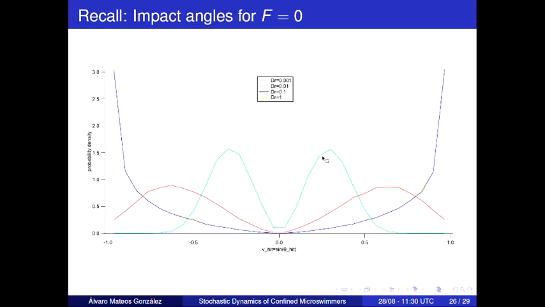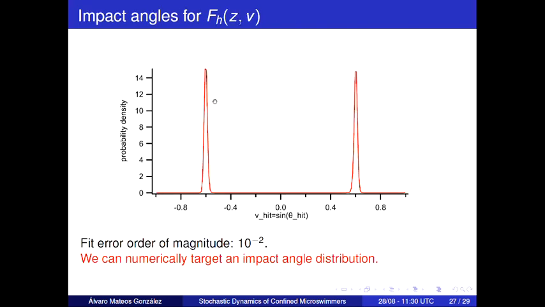So in the conditioned space, recall that this is what happens if F equals 0. In the conditioned space, we're able to target a terminal first hit angle, and we can recover the optimal reorientation torque term, and we can recover as well the impact angle distribution which we were seeking.